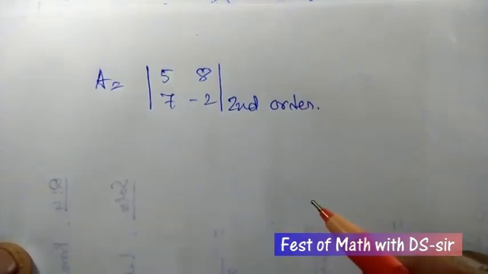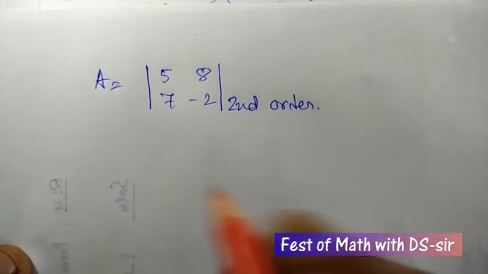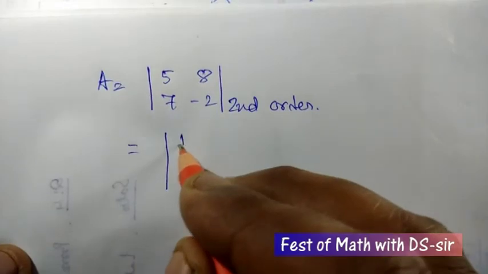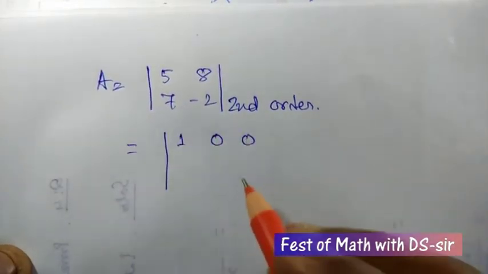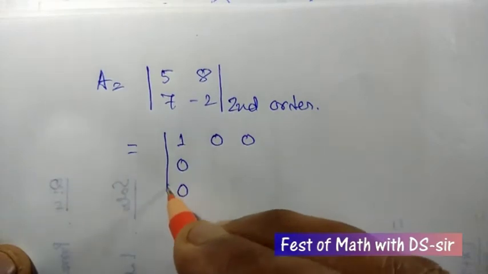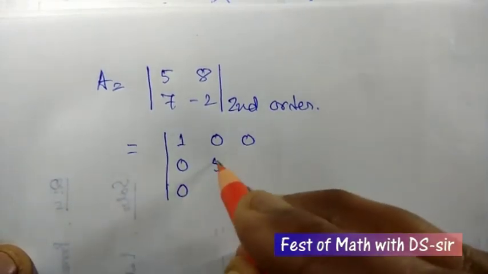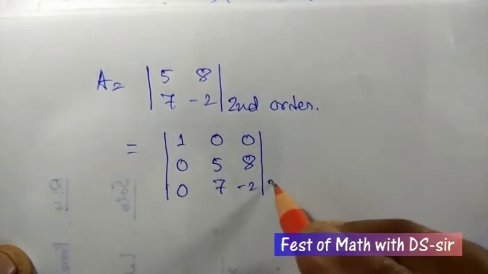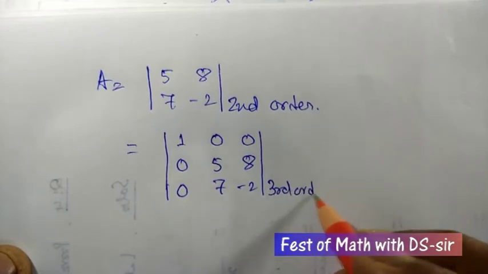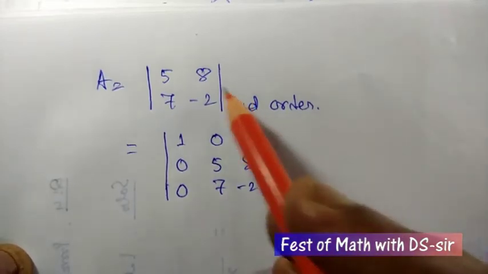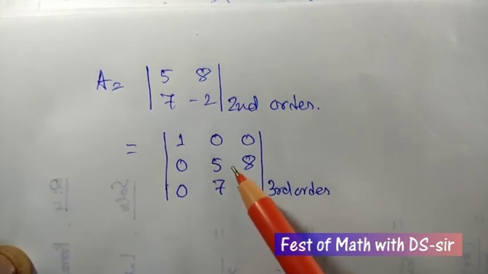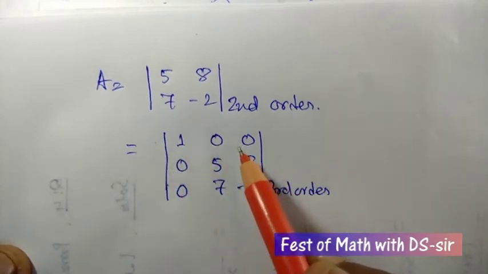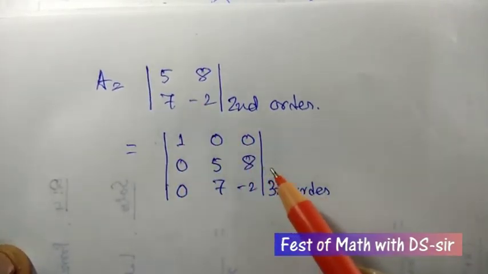Now I will transform it to a third order determinant. Now see how I am doing this. I am writing 1, 0, 0, 0, 0. After that 5, 8, 7, minus 2. Now see, this is of third order. Now these two determinants have the same value. Why? On expanding this determinant with respect to first row or first column, you will get this determinant.